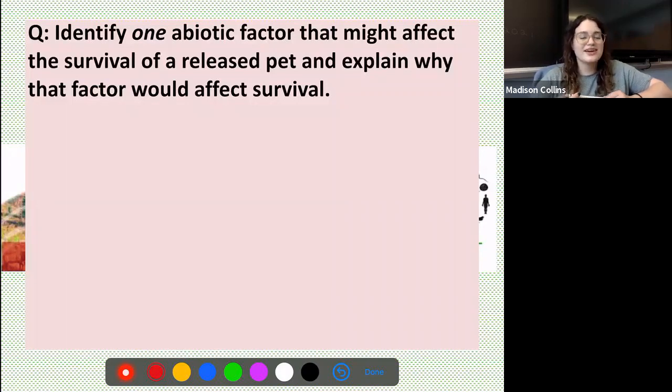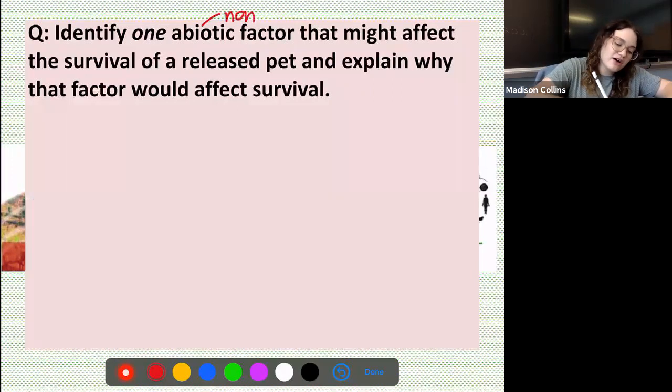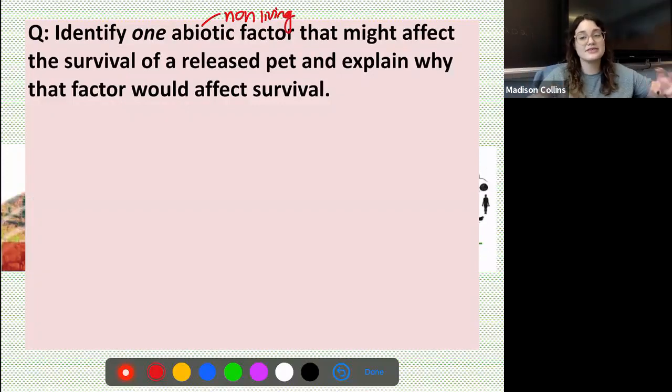All right, number 1, identify one abiotic factor that might affect the survival of a released pet and explain why that factor would affect survival. So remember, when we see this word abiotic, we're talking about non-living factors. So there are multiple answers you could have said for this. I've included two, but if you said something that I didn't mention on this video, just send me a quick message on Remind and we can double check that answer for you, okay?